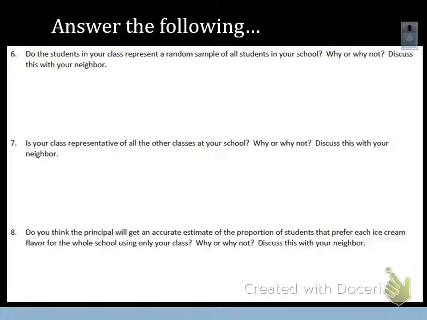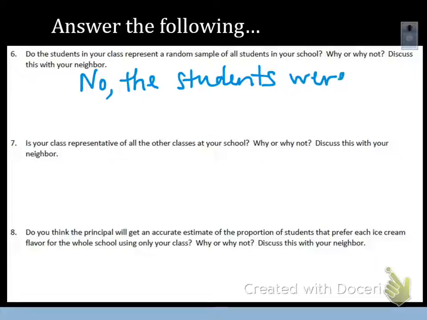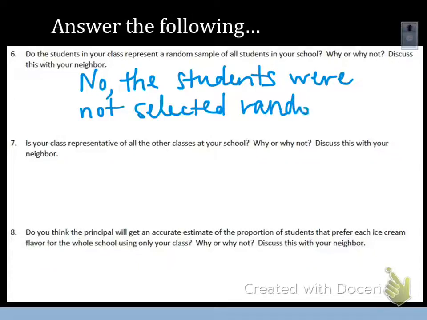So we're going to go ahead and say, no, the students were not selected randomly. So again, it was a sample, but not a random sample.